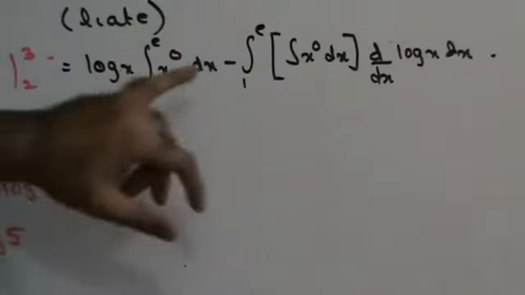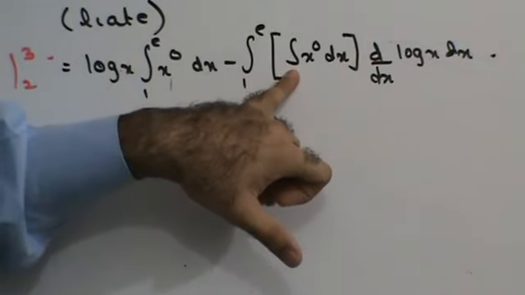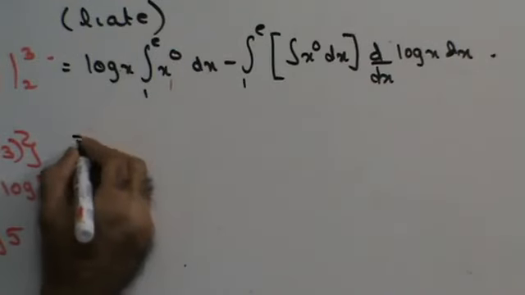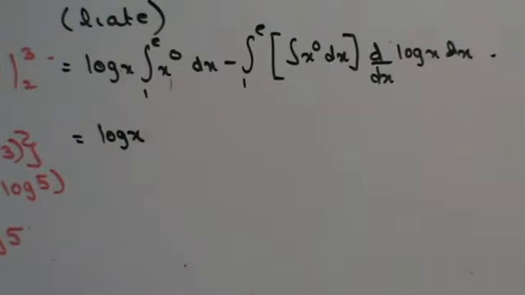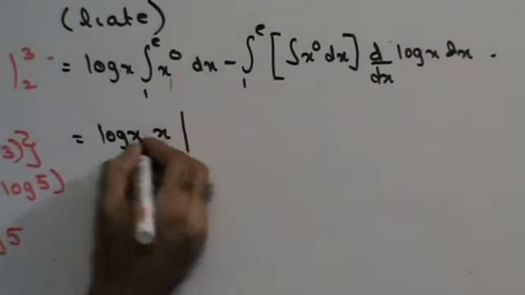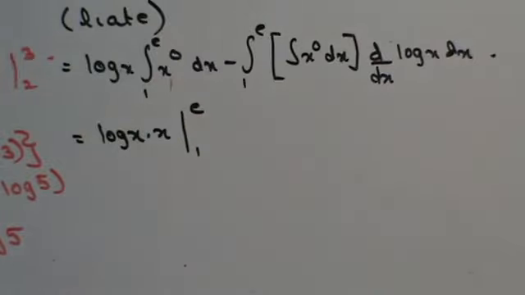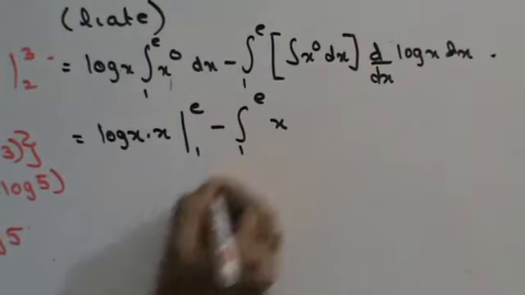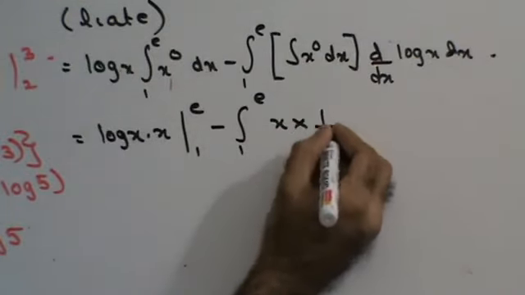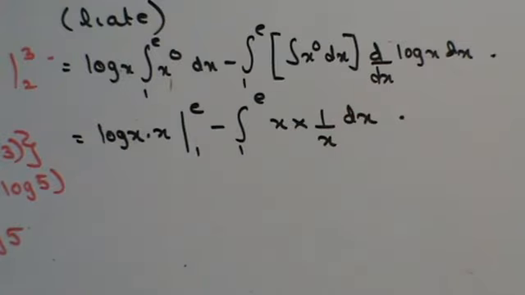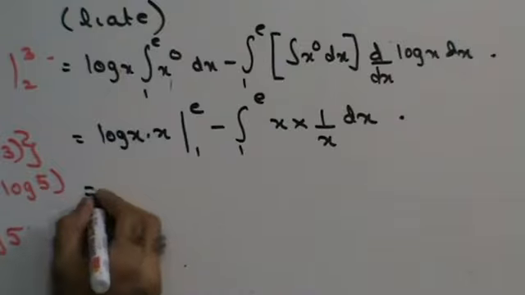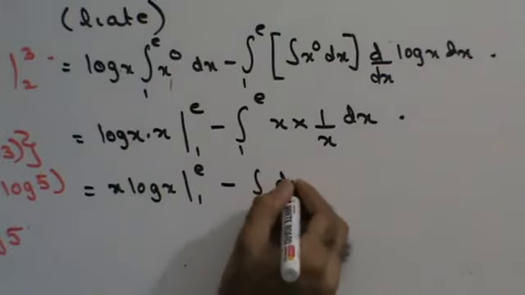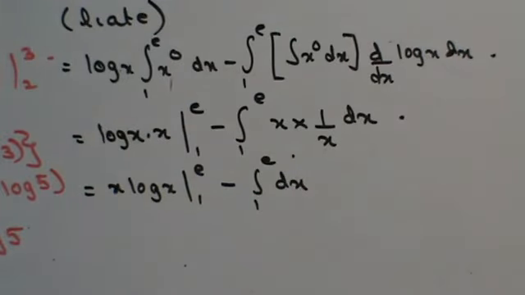Now observe carefully here, guys. The limits do not come for the second integral sign, they come only for the first integral sign. Okay, now this is going to be log x. Integral of x raised to 0 is x when the limits are between 1 to e, minus integral of 1 to e, integral of x raised to 0 is x, derivative of log x is 1 upon x dx. Right? So this is going to be x log x when the limits are from 1 to e, minus integral of dx when the limits are from 1 to e.